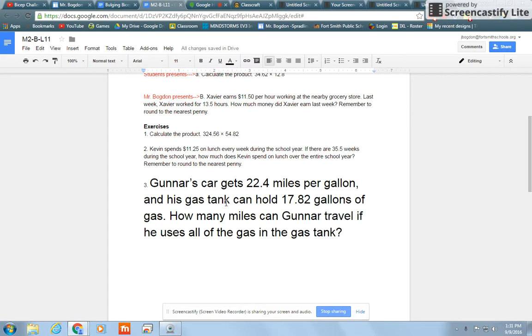Gunner's car gets 22 and 4/10 miles per gallon, and his gas tank can hold 17 and 82/100 gallons of gas. How many miles can Gunner travel if he uses all of the gas in his gas tank?